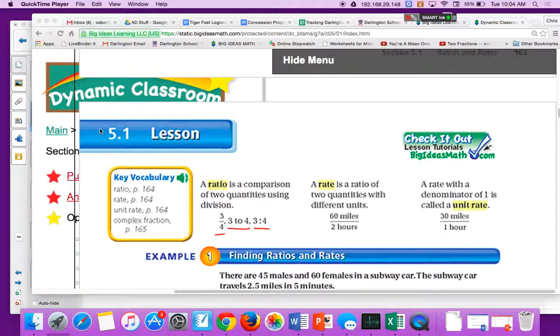A unit rate is a little bit different. It has to have a denominator of 1. Hence the word unit. When you see the word unit, think 1. Okay, getting that denominator to 1. So you're doing a lot of simplifying in order to get down to that denominator of 1. Whatever it may be, just make sure the denominator is 1. All right, so that's a unit rate.